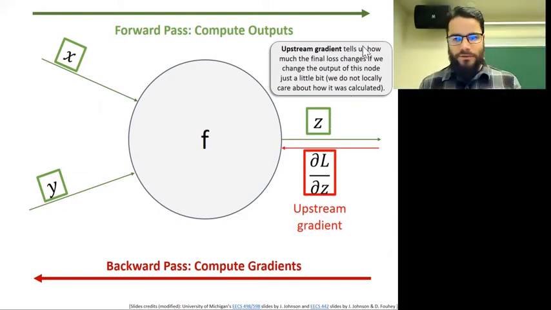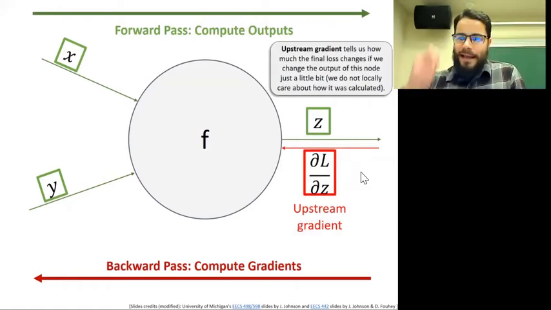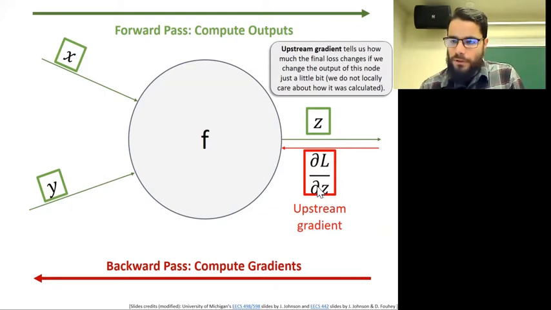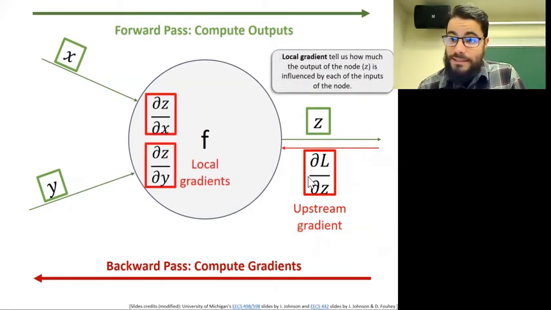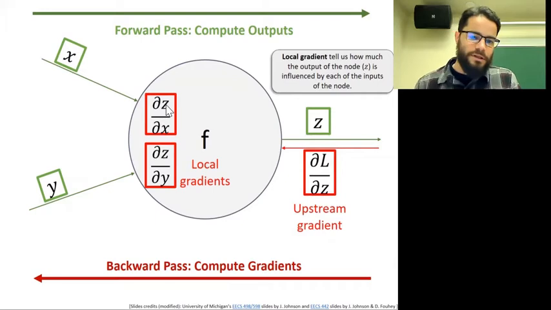So the upstream gradient tells us how much the loss changes if we change the output of this node just a little bit. As I said, the upstream gradient, the gradient that comes to a node, always tells you how much the loss is being influenced by the output of this particular node. That's very good. And then we have to calculate the local gradients. As I said, the influence of each of the inputs on the output of this particular node. Very good. So the derivative of z with respect to x and the derivative of z with respect to y.